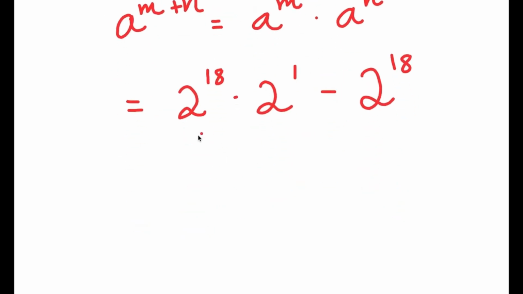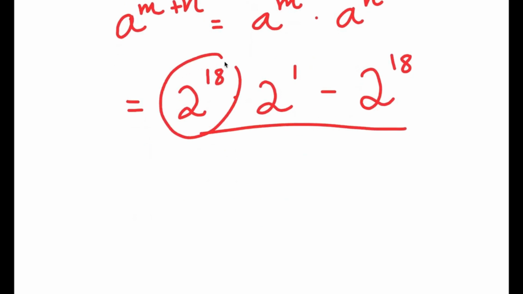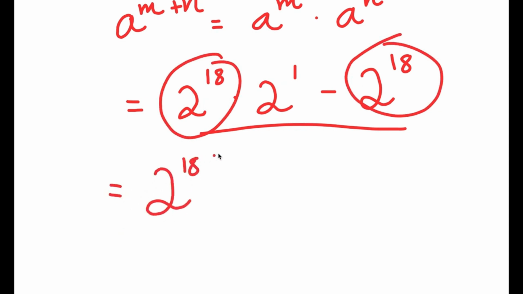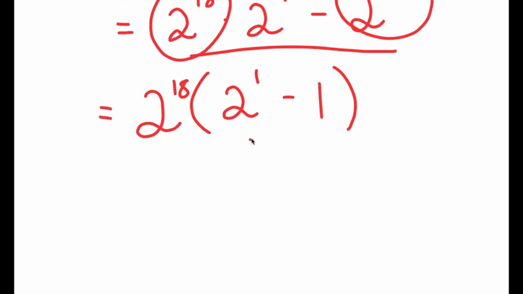Now from here, because I have two terms that are the same, I can factor out 2 to the power of 18. So I get 2 to the power of 18 times, well, 2 to the power of 1 divided by 2 to the power of 18 is simply just 2 to the power of 1, and negative 2 to the power of 18 divided by 2 to the power of 18 is negative 1. So I get 2 to the power of 18 times 2 to the power of 1 minus 1.